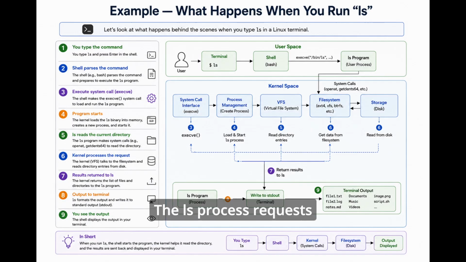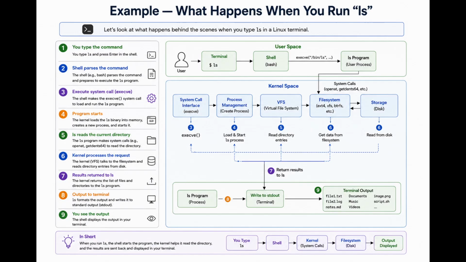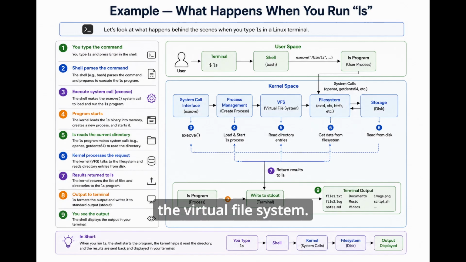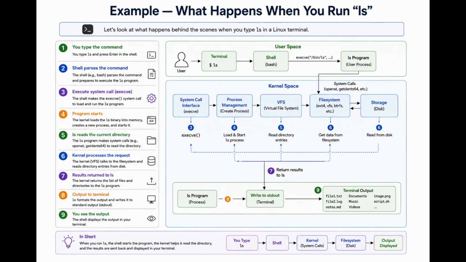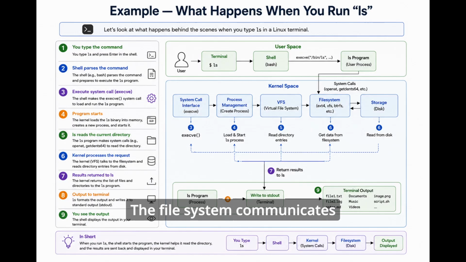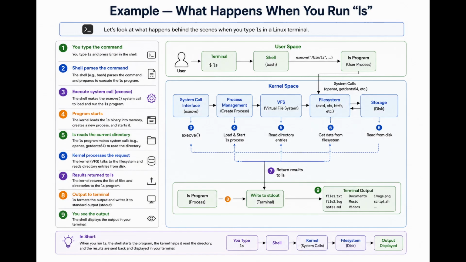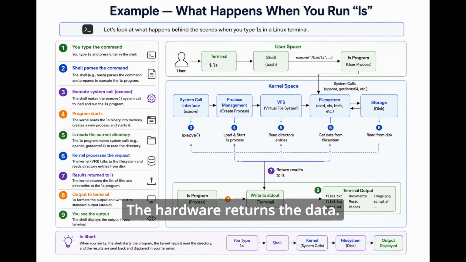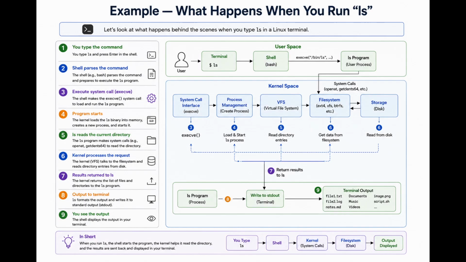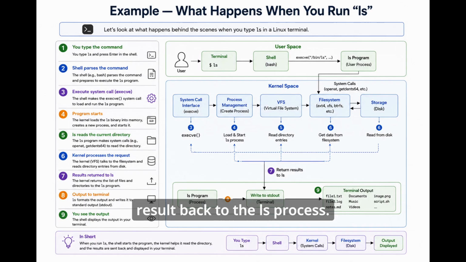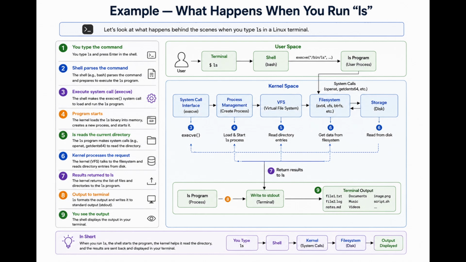The ls process requests directory information. The request enters the virtual file system. The file system communicates with the storage driver. The driver talks to the hardware. The hardware returns the data. The kernel passes the result back to the ls process. The shell displays the output.